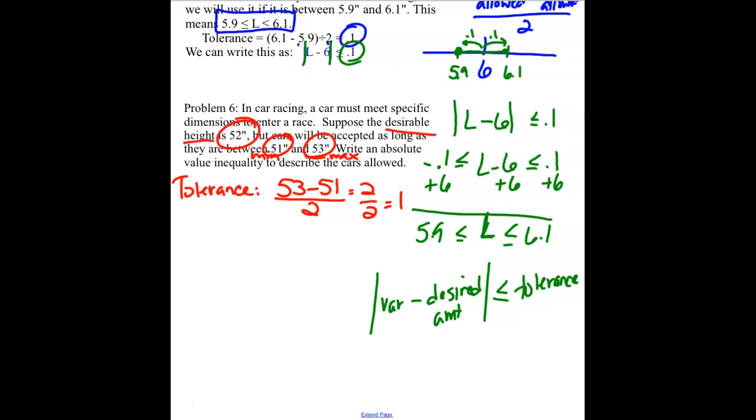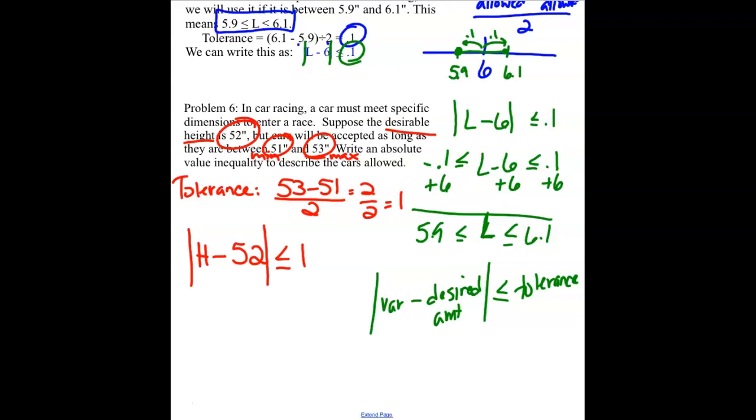So to set up our absolute value inequality, we take our variable. I'm going to use an h for height. We subtract the exact value that we want, and we say we have to be less than or equal to our tolerance, which was 1.